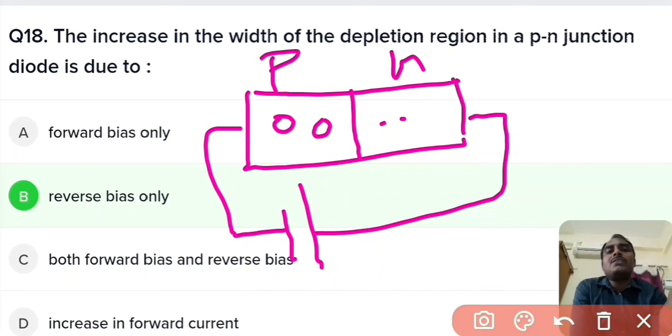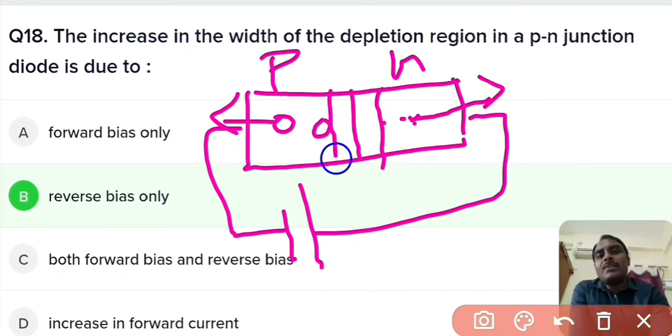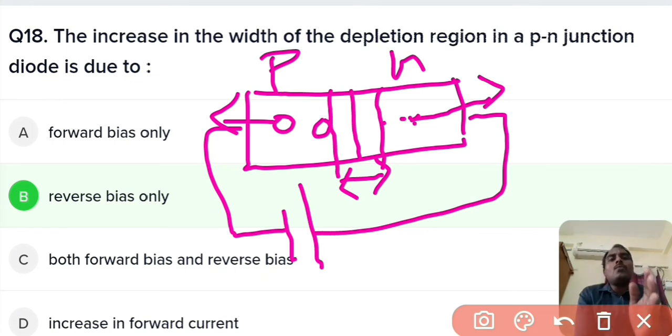These holes are positively charged, attracted by the negative terminal on the left side. So the holes will move left side, and the electrons in N type, which are negatively charged, are attracted by the positive terminal to the right side. So these electrons move right side. So this region, the depletion region, increases in width as electrons and holes move away from the junction. Width of depletion layer increases.